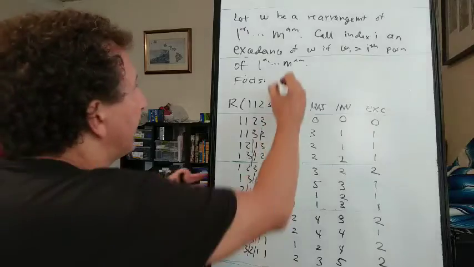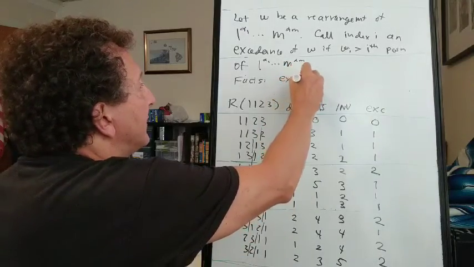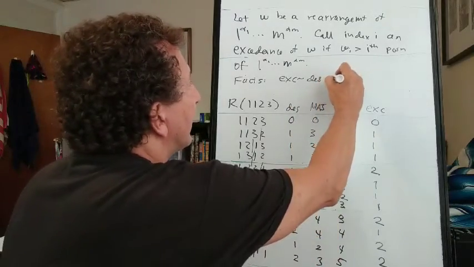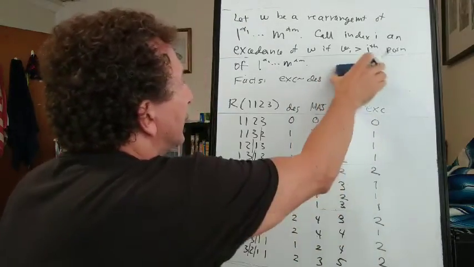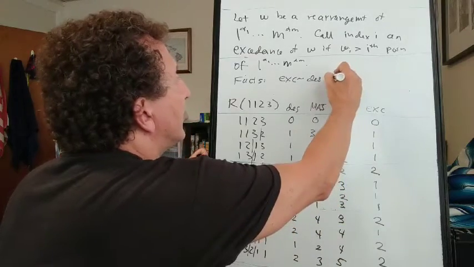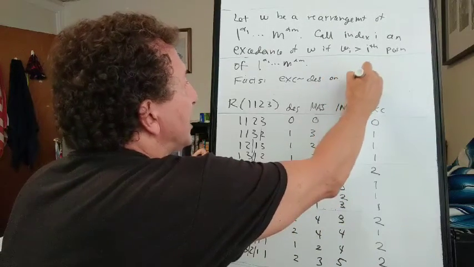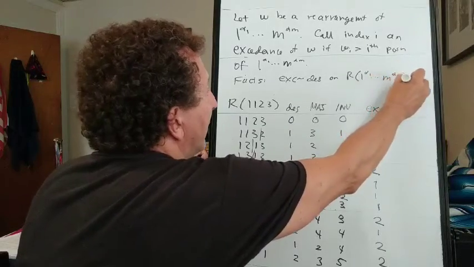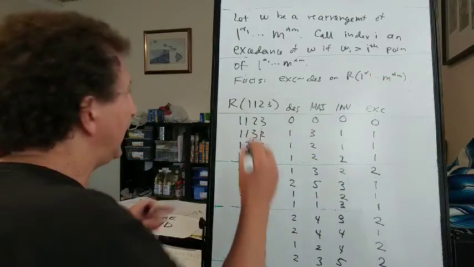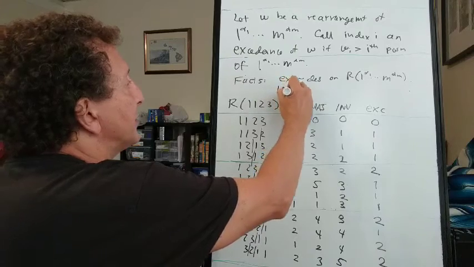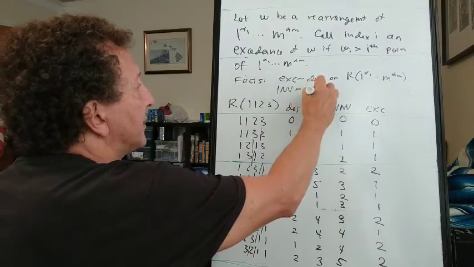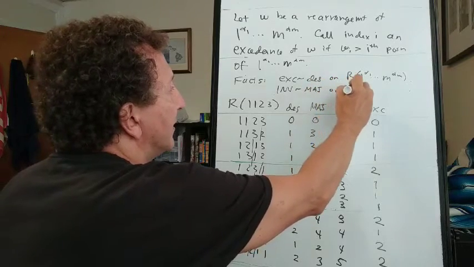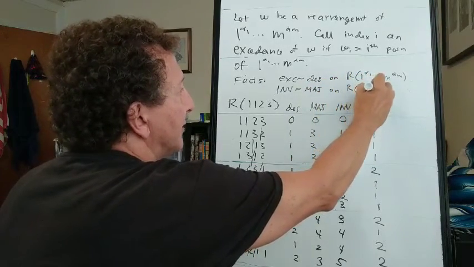So the facts are that exceedances and descents are equally distributed on the rearrangements of any word. And inversions and major index are equally distributed on the rearrangement class of any word.